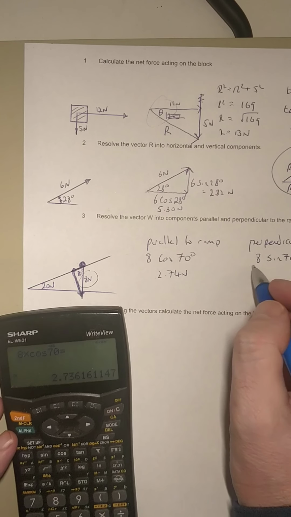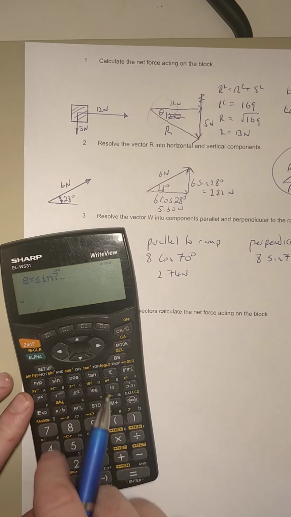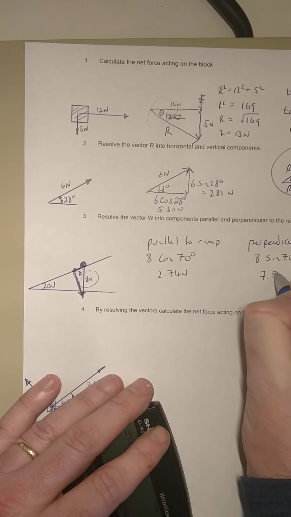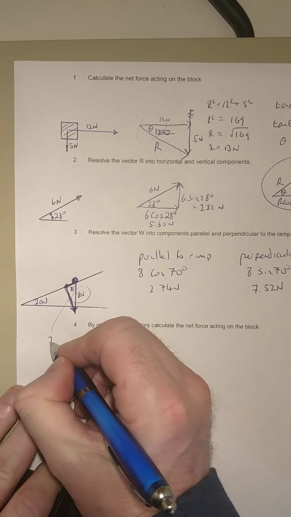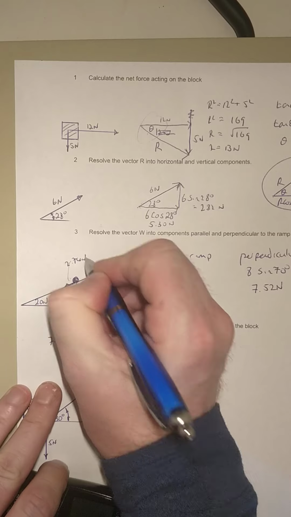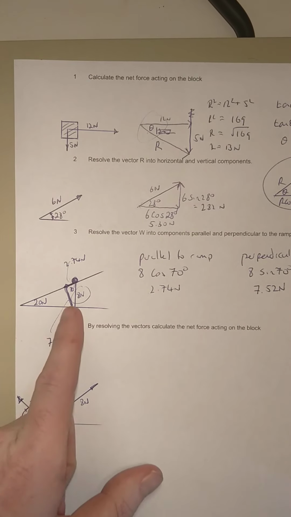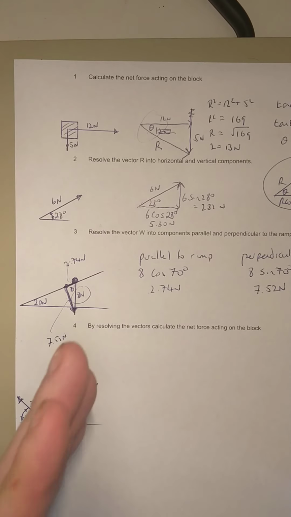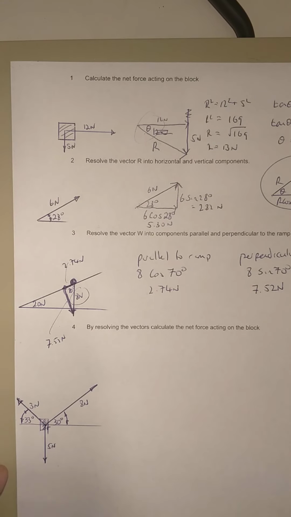Here, okay, and 8 sine 70, 7.52 newtons. Okay, so that's 7.52 newtons, and that's 2.74 newtons. There you go. So that's how you do ones like that. The crucial point is, remember, if you're resolving a vector, the original vector that you're resolving must be the hypotenuse of the triangle. You won't go wrong if you do that.